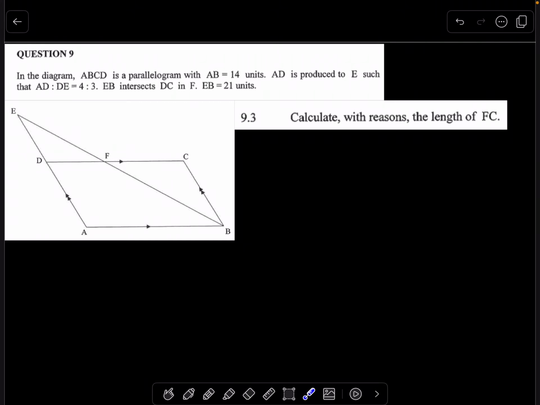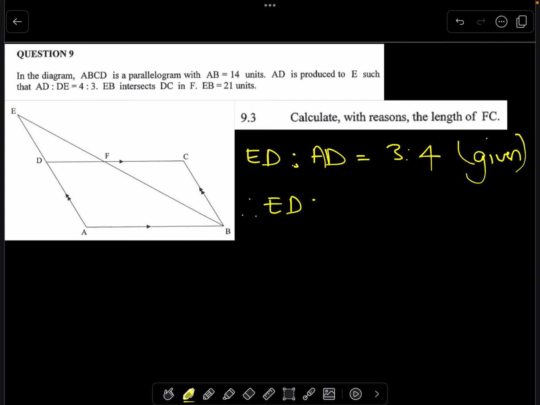Okay, so we know that the ratio ED to AD is equal to 3 to 4. It's just switching this ratio around, right? And that we've been given. And so therefore the ratio between ED and the whole of EA will be 3 to 7, right?